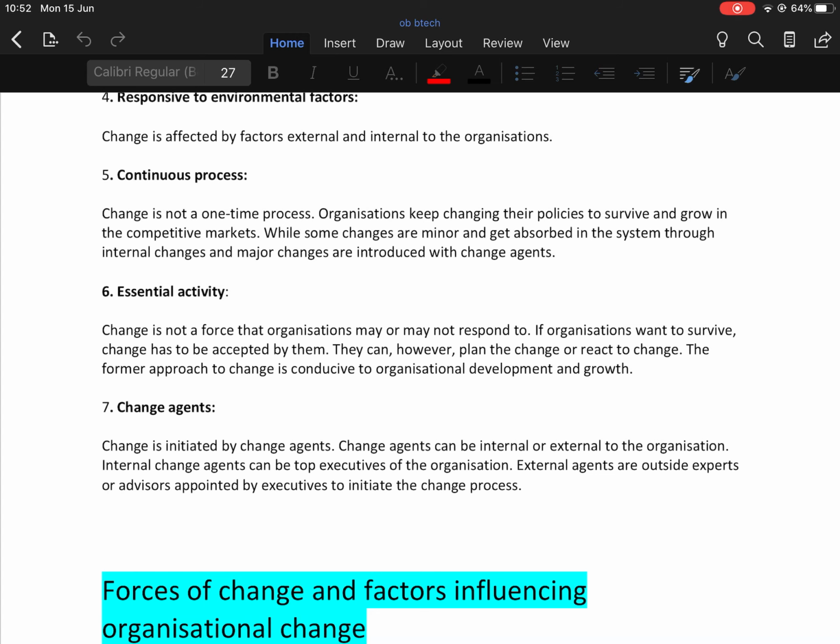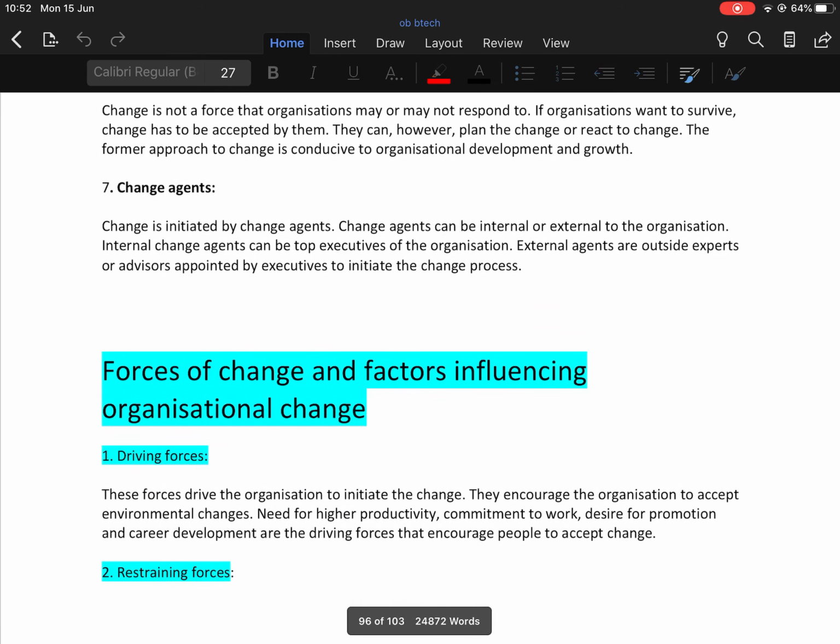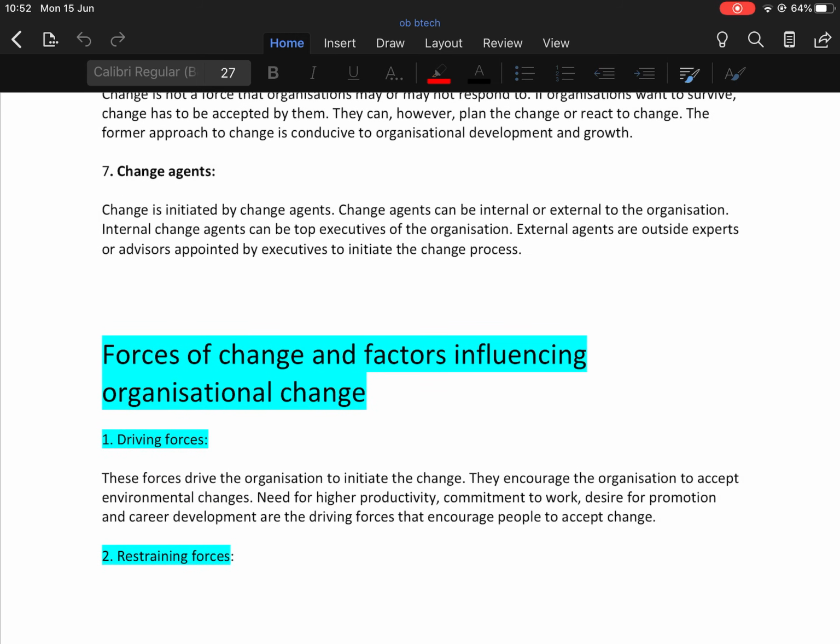The next one is change agents. Change is initiated by change agents. Change agents can be internal or external to the organization. Internal change agents can be top executives of the organization. External agents are outside experts or advisors appointed by the executives to initiate the change process in the organization.